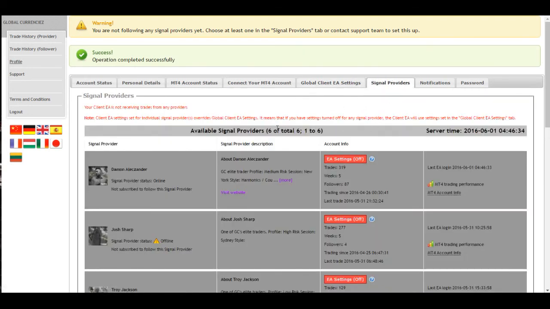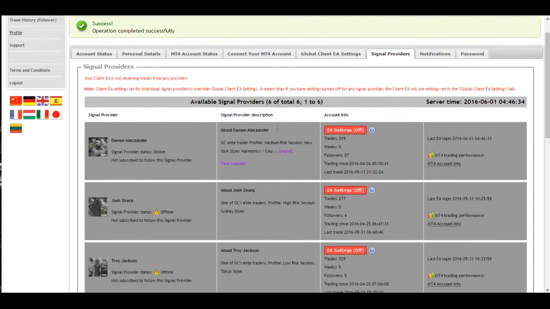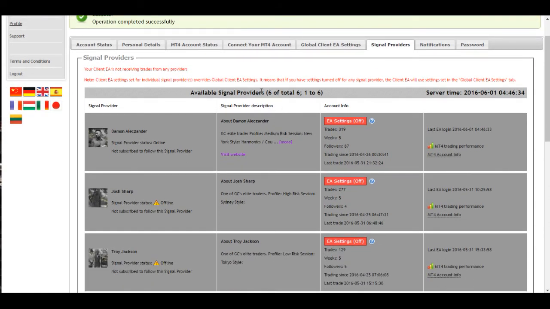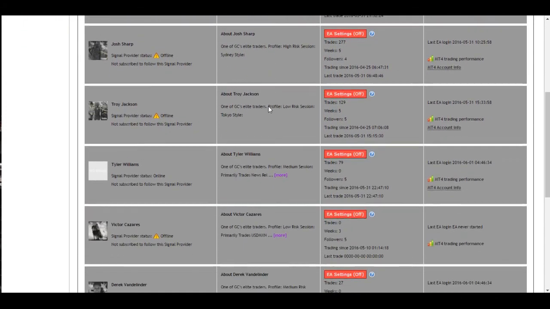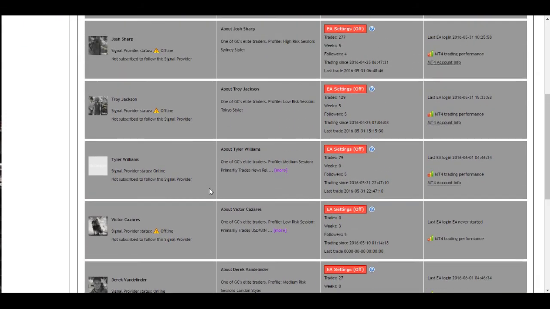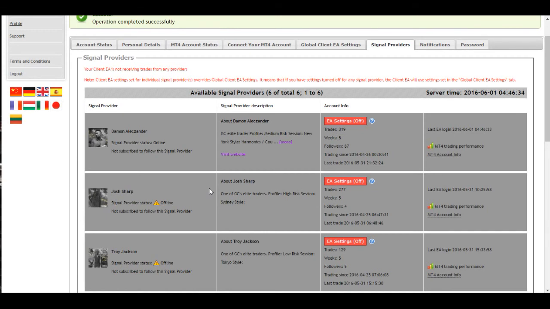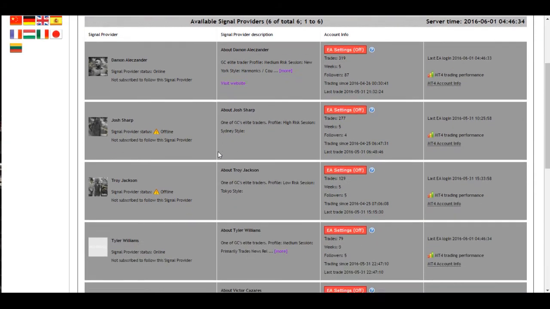Then we'll come over here to signal providers, I'm sorry, which are our auto traders. Right now we have six, and we can see that three out of the six are online right now. My time, it's almost midnight, it's 11:46, so that would definitely explain why.